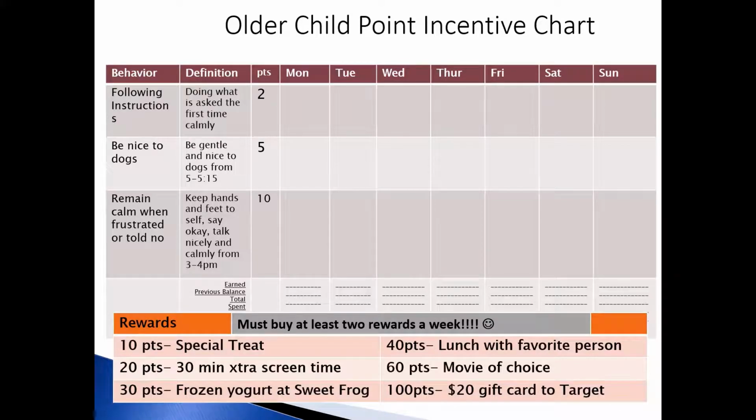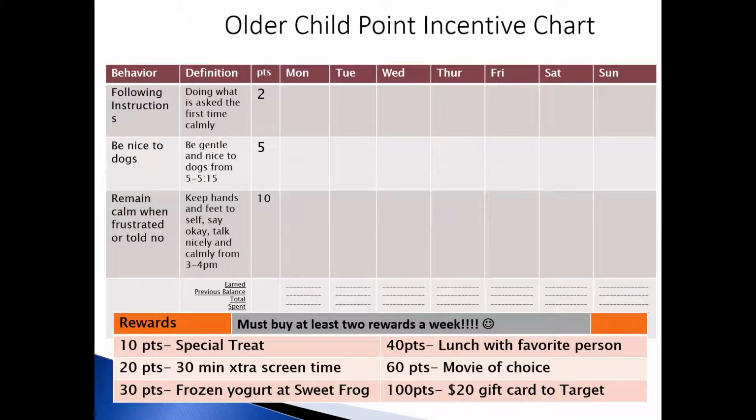The second behavior was being nice to the dogs. So being gentle and nice to the dogs from 5 to 5:15. So they were working on starting off maybe with a small time increment there, which they would likely increase over time. And we call this shaping the behavior. And we'll go into this in this presentation as well. And so this behavior was probably a little bit more difficult for this child. So they assigned 5 points for that behavior.